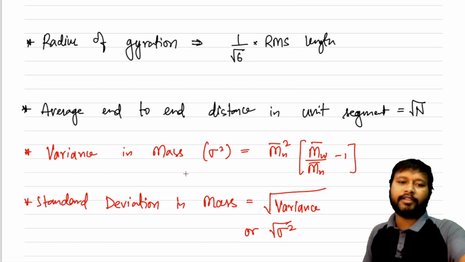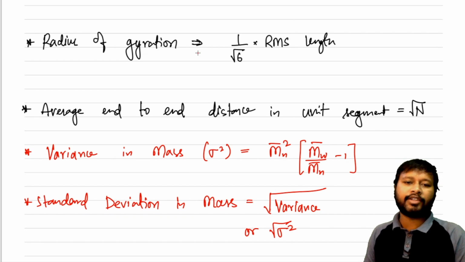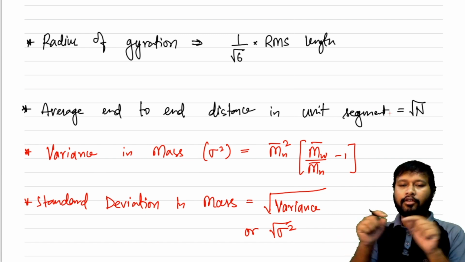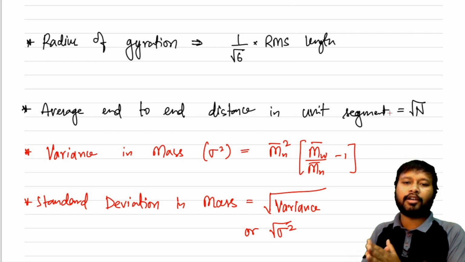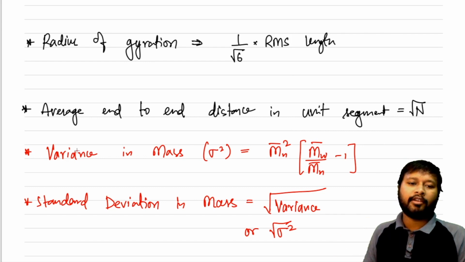Okay, at the end just a few more formulas, like your radius of gyration. Radius of gyration is given by 1 upon under root 6 into RMS length. Okay, RMS length I have just given you. RMS is root mean square length, the average end-to-end distance in the unit segment when the length of the monomeric unit is 1. In that case, the average end-to-end distance of the system is under root n.